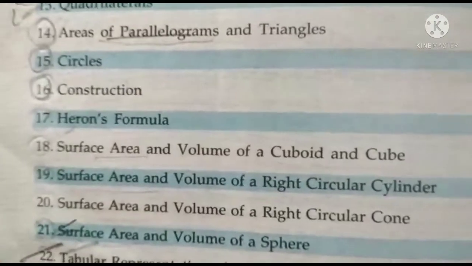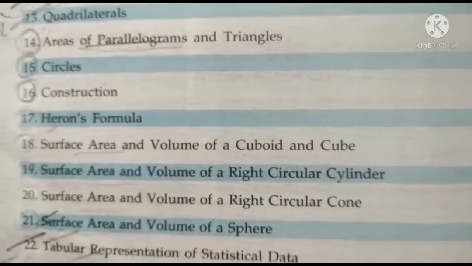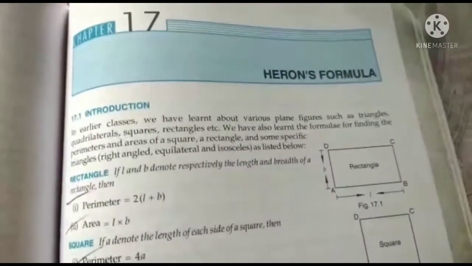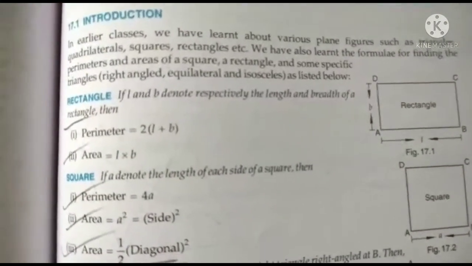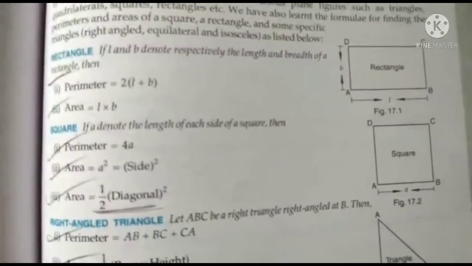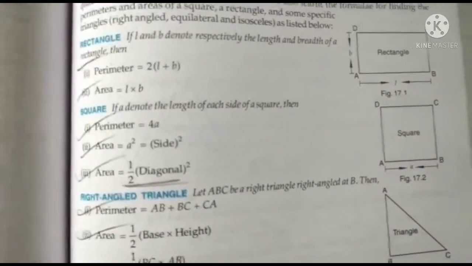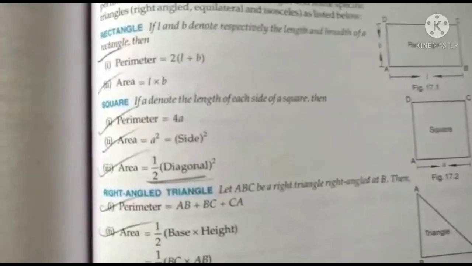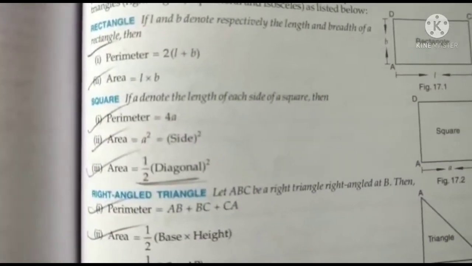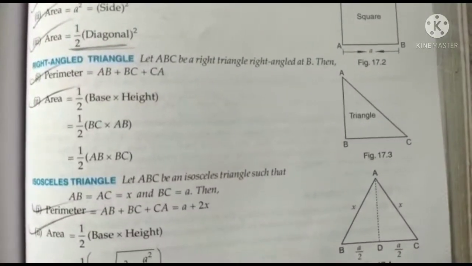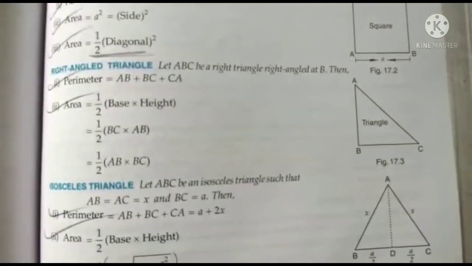So let's see what this chapter tells. I have told that this is Heron's formula, chapter number 17 from R.D. Sharma class 9, you can find. Rectangle, see here, perimeter we know is 2 into length plus breadth, area also we know is length into breadth. Same for square, the perimeter is 4a, a is the side, area is a square, or 1 by 2 diagonal square. For a triangle, area is half into base into height. For a right angle triangle you can find half into base into height, which in this figure is BC into AB. In place of BC into AB we can write anything according to the figure.